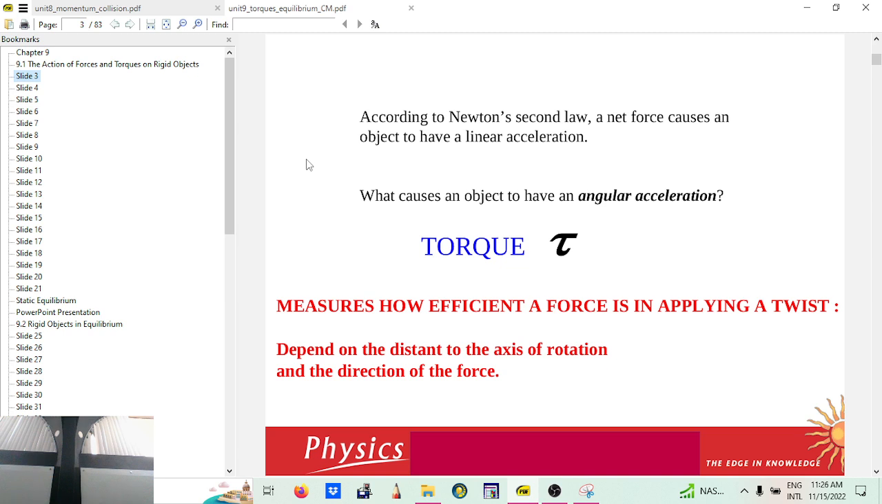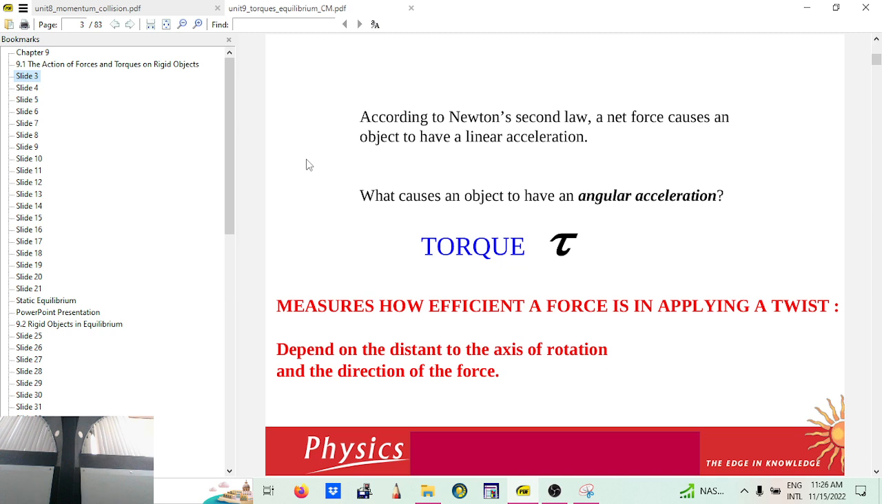So what do you need? First, you need to apply a force. Very good. Force, acceleration, change in the state of motion. However, if I push here, is it efficient? No. I have to push where? Yeah, here. As far as possible. So not only the force matters, but also the distance between the place where I apply the force and the axis of rotation. So the distance matters.